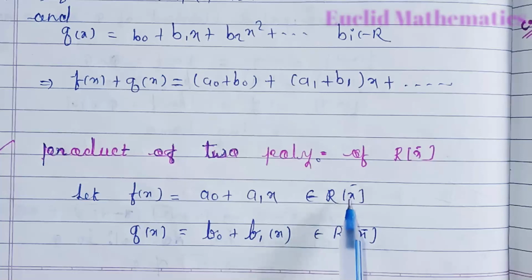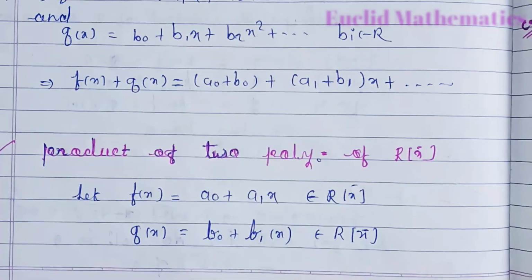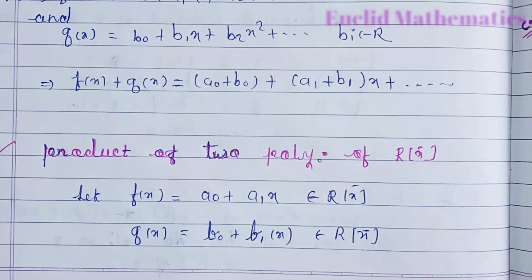Okay, that is the R[x], a polynomial ring. Now let's find out how to multiply two polynomials inside a ring, the ring operations.